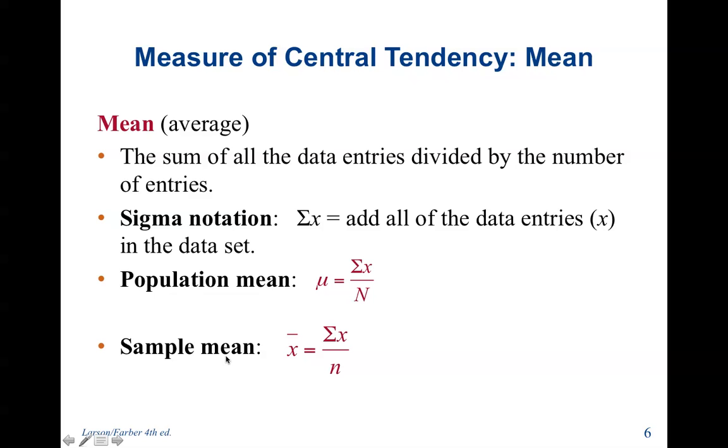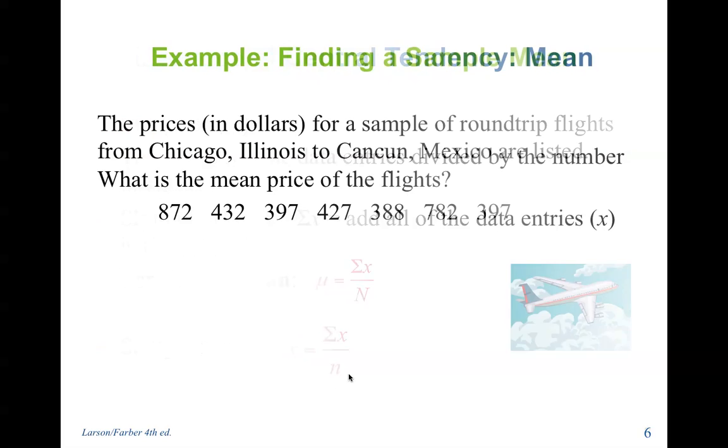For our sample mean, the mean would be represented by x bar. So you can see the x and the little bar above it, we simply call that x bar, and that equals, again, the sum of all x's, or adding all of our data points, divided by, in this case, a little n, to represent the number of entries in our sample.